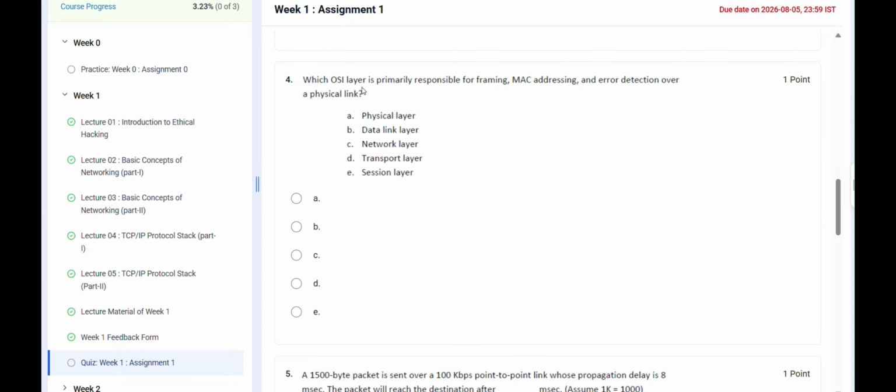Which OSI layer is primarily responsible for framing, MAC addressing, and error detection over a physical link? The fourth answer is B, the data link layer.